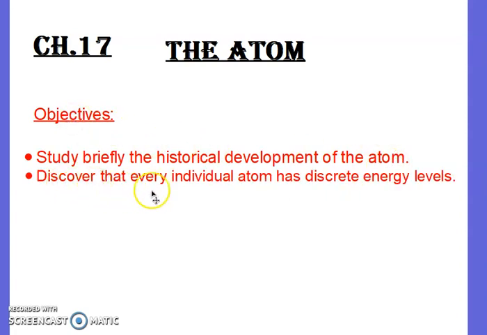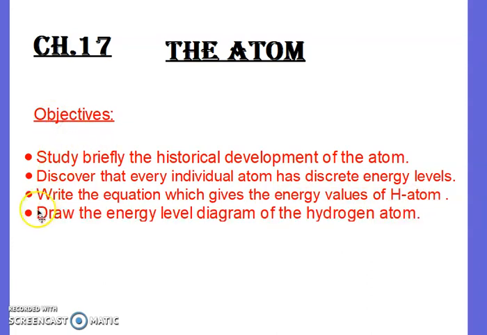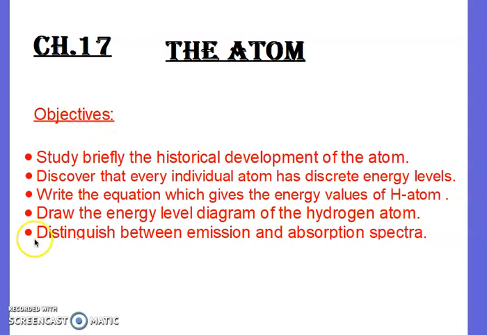Discover that every individual atom has discrete energy levels. Third one, write the equation which gives the energy values of the hydrogen atom. Fourth, draw the energy level diagram of the hydrogen atom. Fifth, distinguish between the emission and absorption spectrum. Okay?